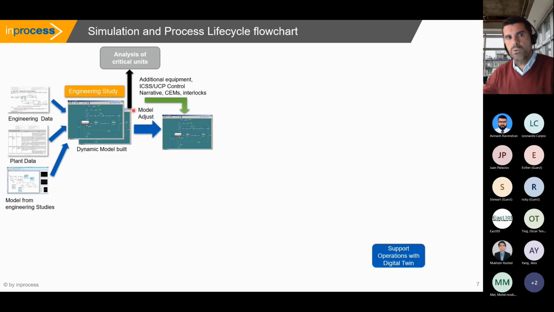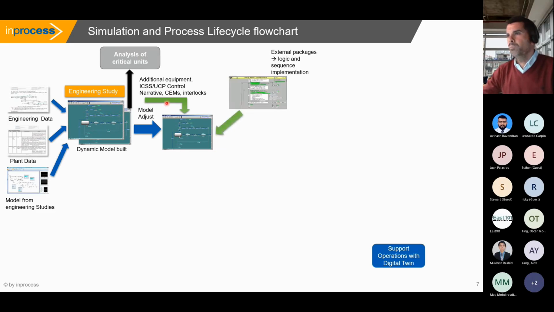If you see, what we are doing is taking this model that can be built with Aspen HYSYS, with Unisim, depending on your needs, right? And what we are doing later on, once it has been used for engineering study and provide analysis of the critical unit, we add all these details to include later on other buildings, like the control narrative and procedure verification.